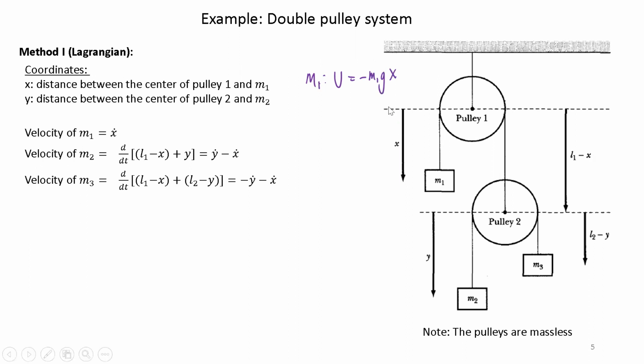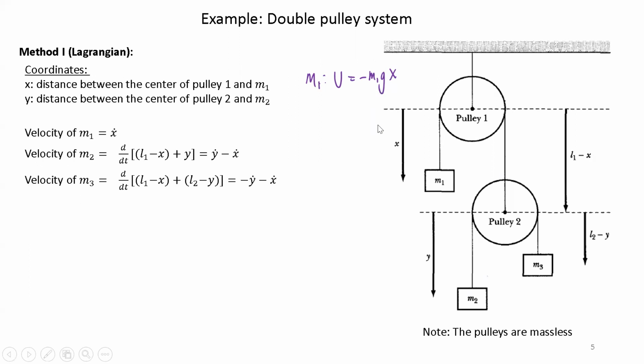Be careful here. It's not mgx. The U is minus mgx. It's because now I am defining pointing downward as the positive, so that's why I have this minus over here.